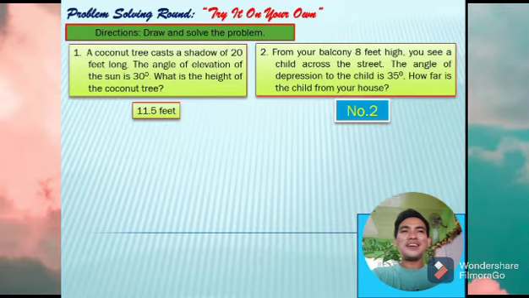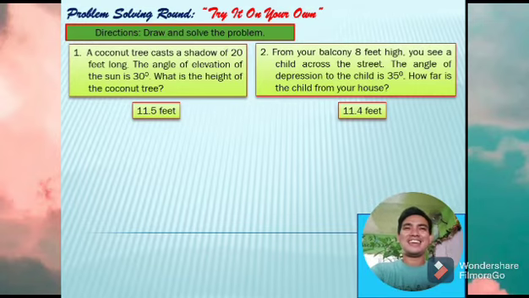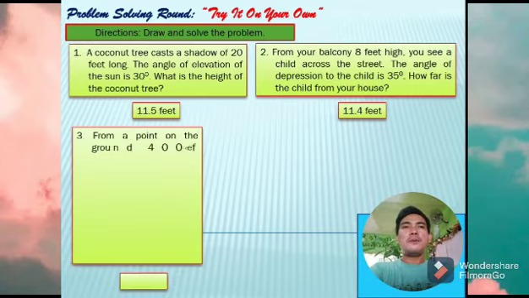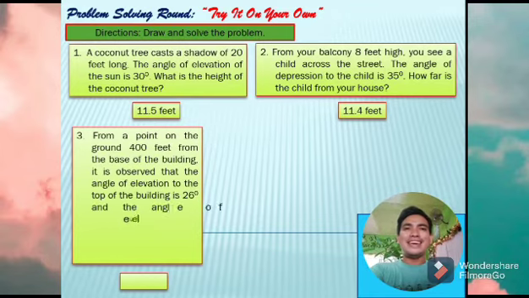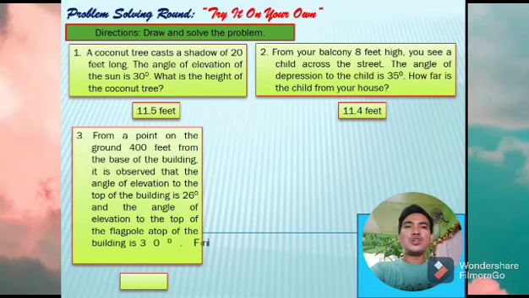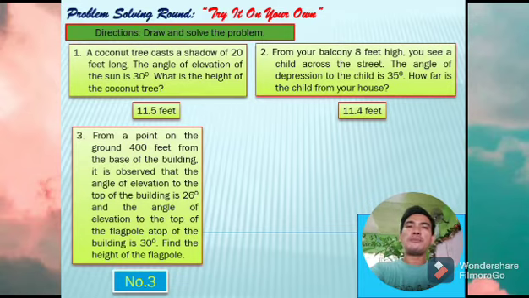And the correct answer is 11.4 feet. Okay. Number 3. From a point on the ground, 400 feet from the base of the building, it is observed that the angle of elevation to the top of the building is 26 degrees and the angle of elevation to the top of the flagpole atop of the building is 30 degrees. Find the height of the flagpole. Okay, again, let's have 10 seconds. Ready? Go!